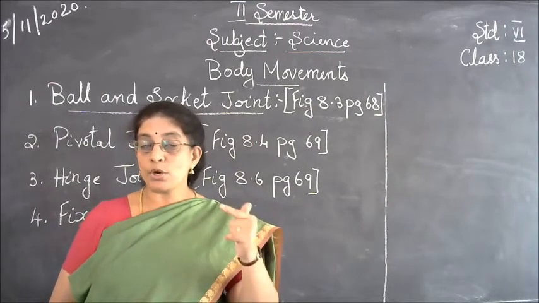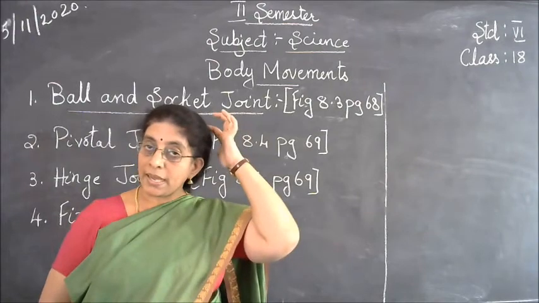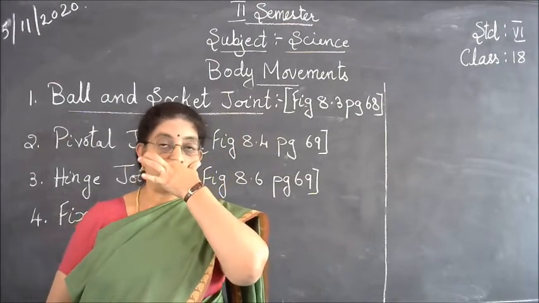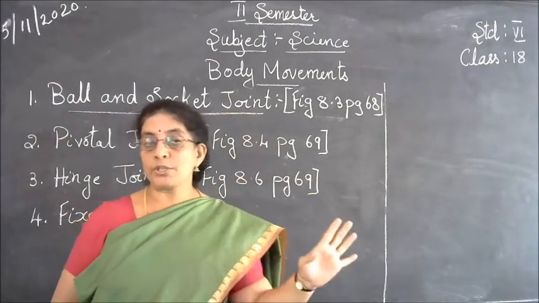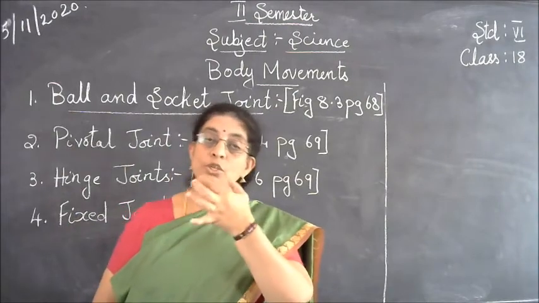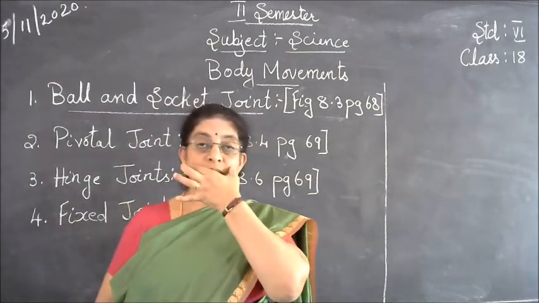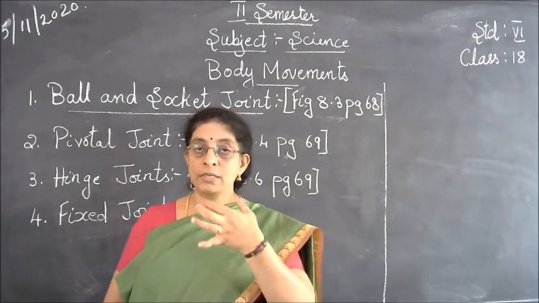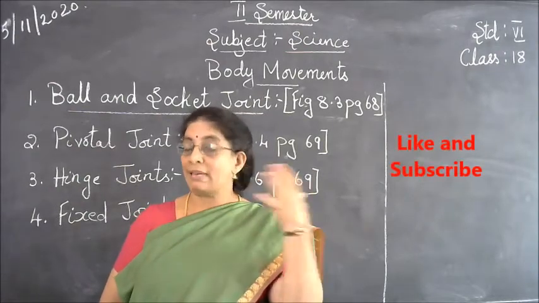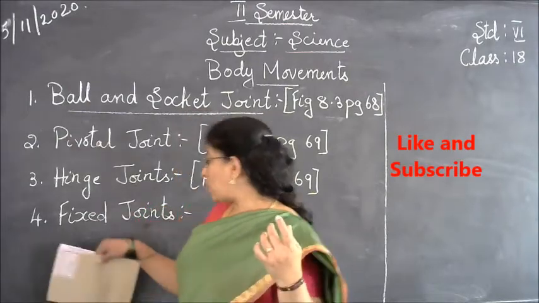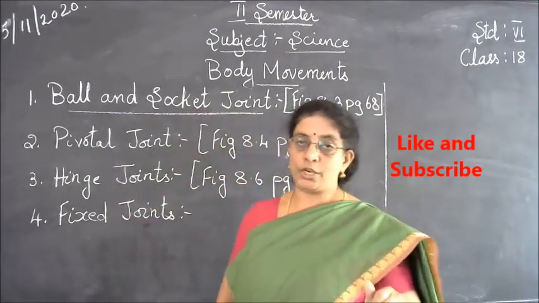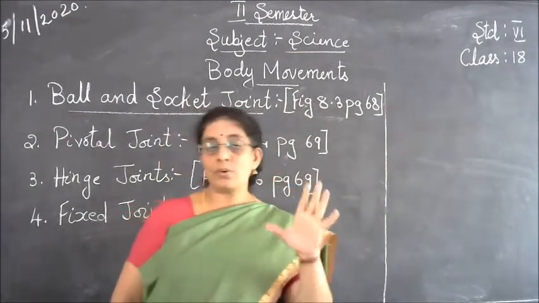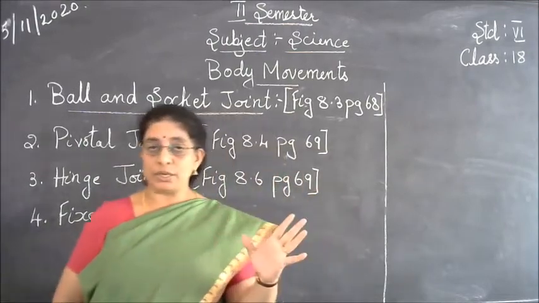Because there are bones connecting your head and your upper jaw, so it is not possible to move your upper jaw. It is completely fixed along with your head. So that type of joint which cannot be moved in any direction is called the fixed joint. Okay, so now you have learned about these joints.